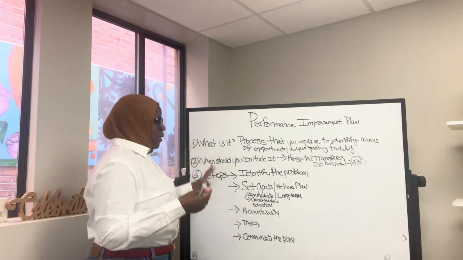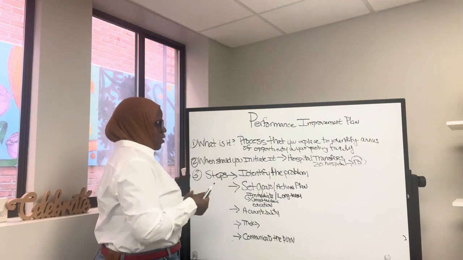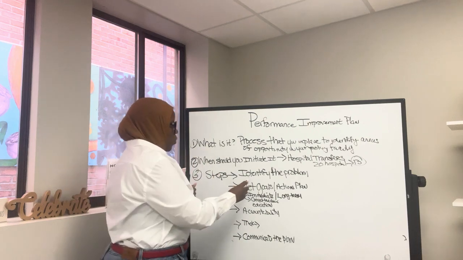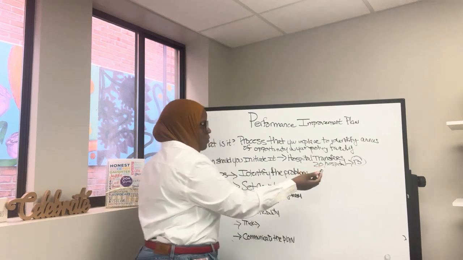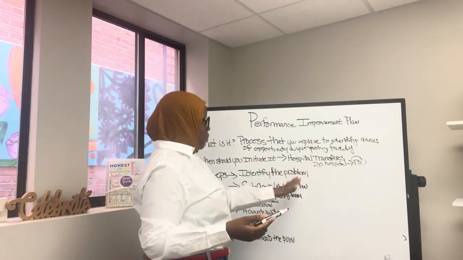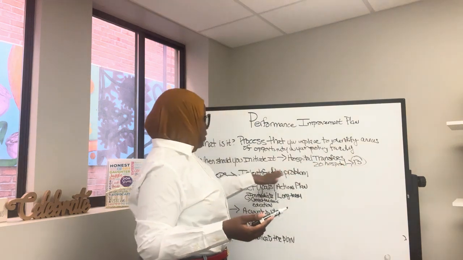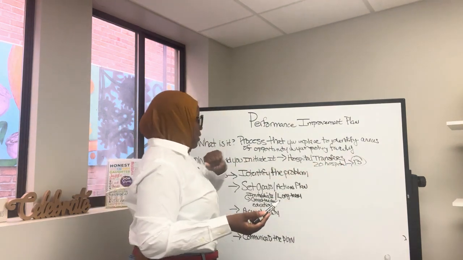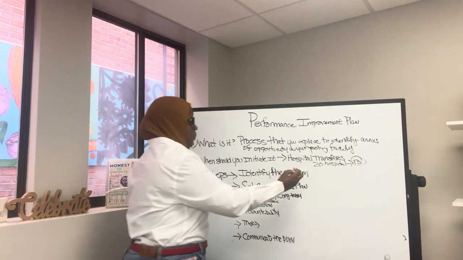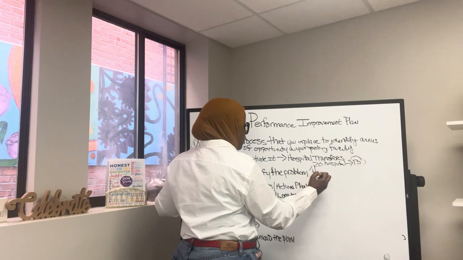And here are the steps that you can take to initiate your performance improvement plan. One, identify the problem. For example, I just said we had hospital transfers. The problem was that only 13 of the people who went out to the hospital were compliant with their paperwork. So we have identified the problem: the hospital transfers.